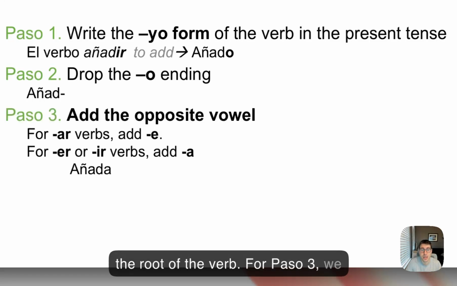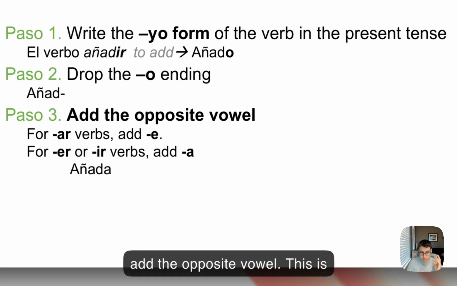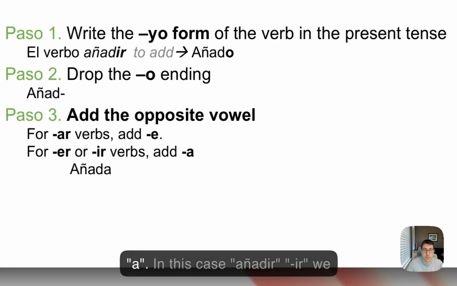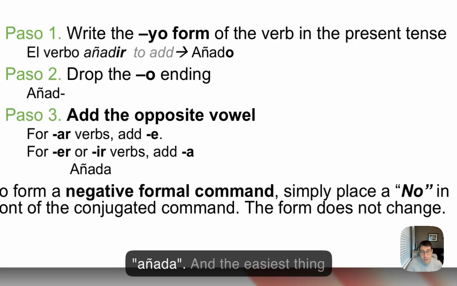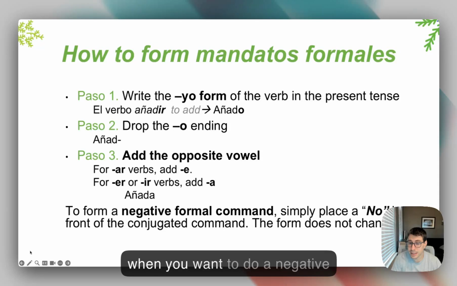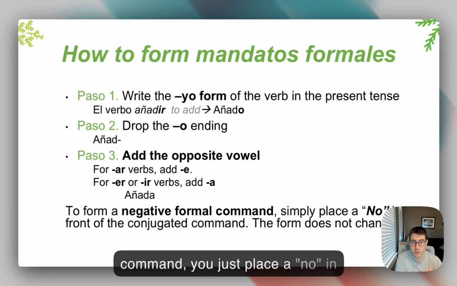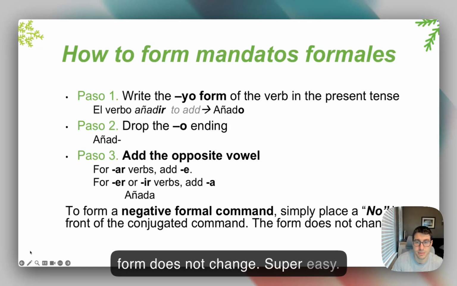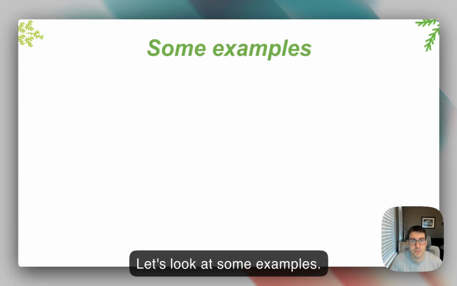For paso 3, we add the opposite vowel. For AR verbs, we add e, in Spanish, e. For ER or IR verbs, we add a, in Spanish, a. And so in this case, añadir, IR, we add the opposite and we add a, añada. And the easiest thing when you want to do a negative command, you just place a no in front of the conjugated verb. The form does not change. Super easy.